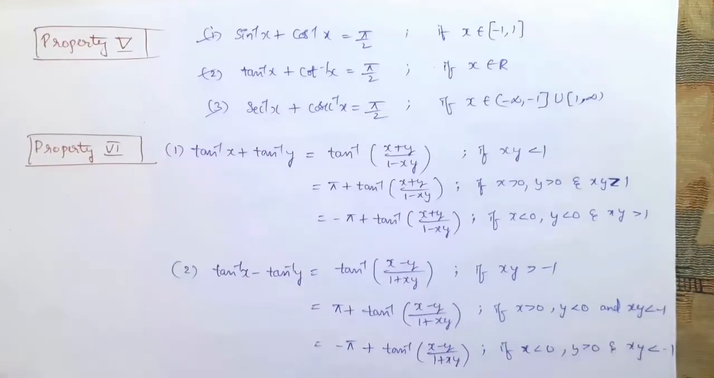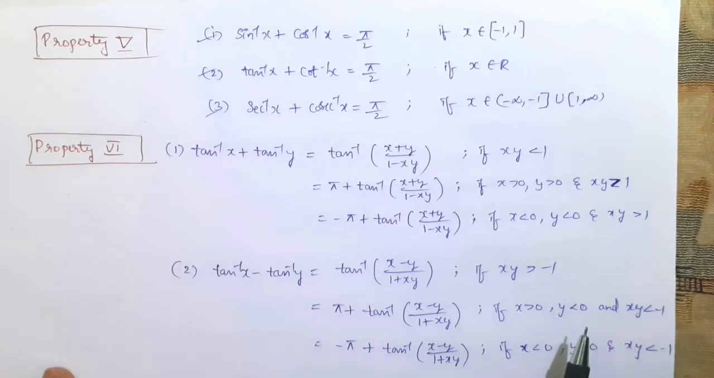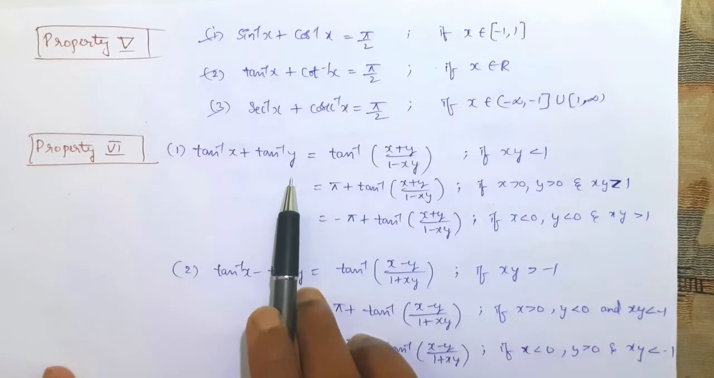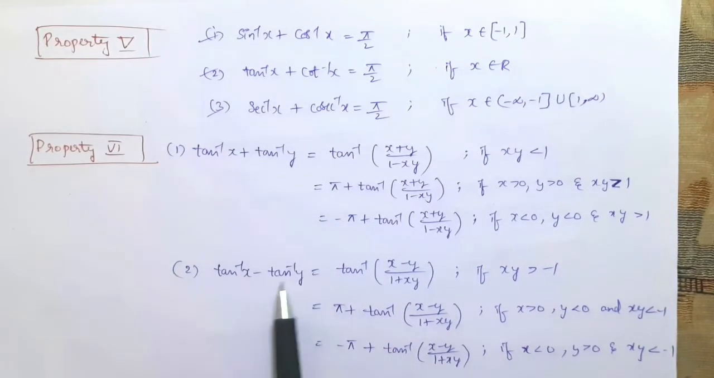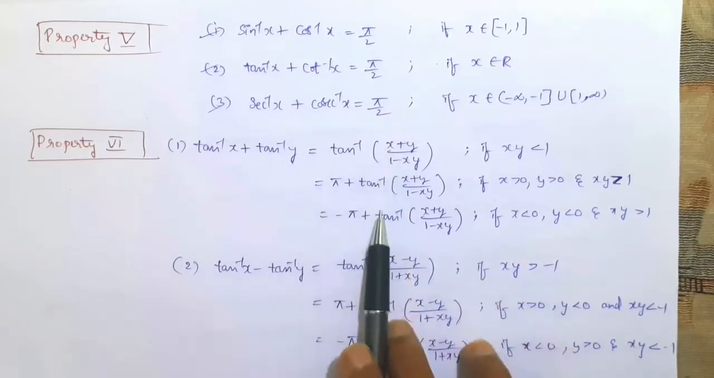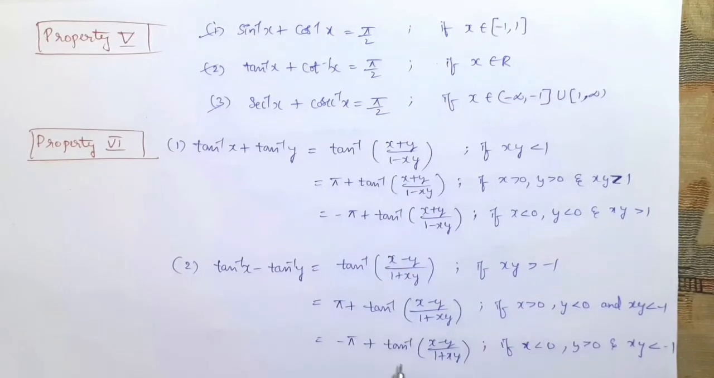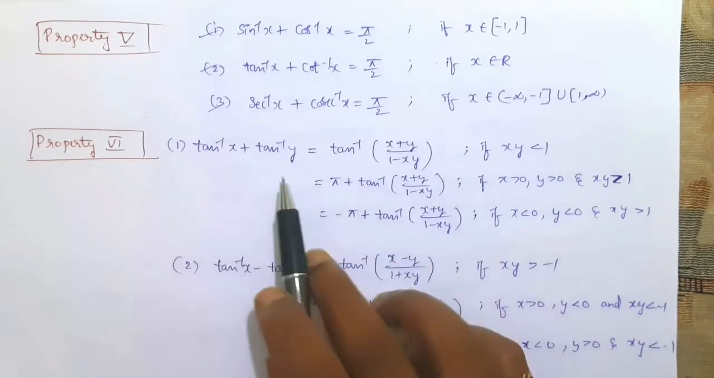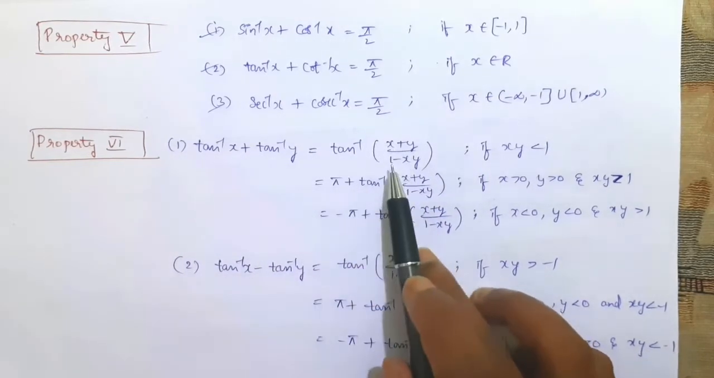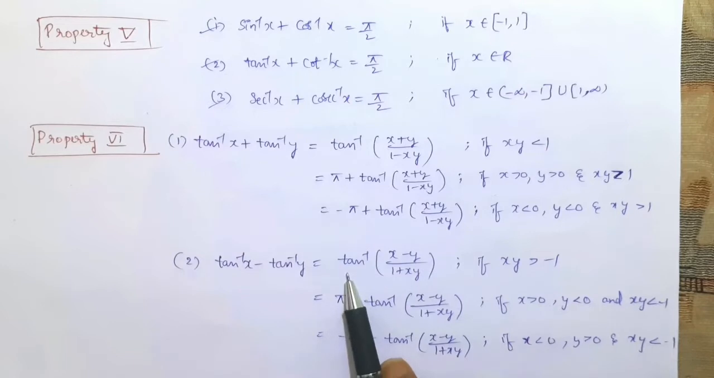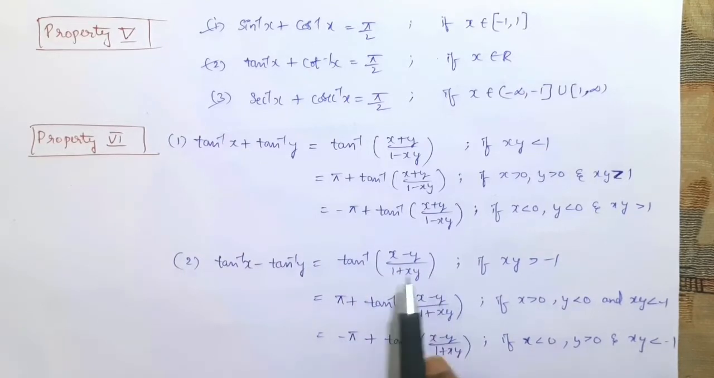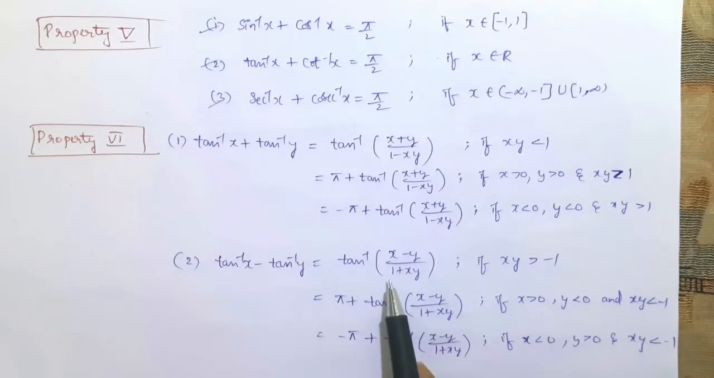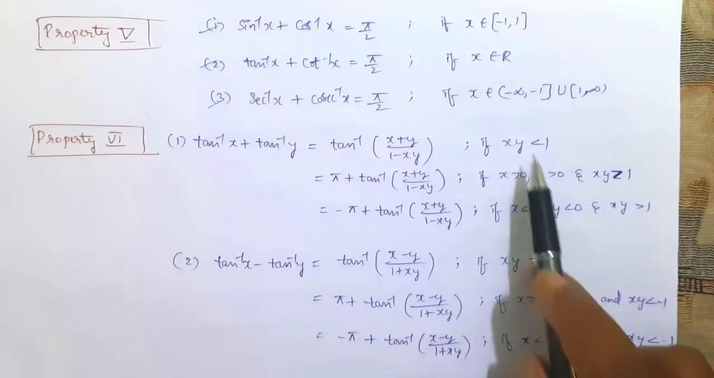Next, property number 6. This also will be useful in so many cases. Tan inverse x plus tan inverse y, and again tan inverse x minus tan inverse y. For these two we have 3 formulas, but in almost all cases we will use the first formula. That is, tan inverse of x plus tan inverse of y equals tan inverse of x plus y by 1 minus xy. And tan inverse of x minus y by 1 plus xy for minus. Plus gives plus, minus gives minus. But remember these two conditions.